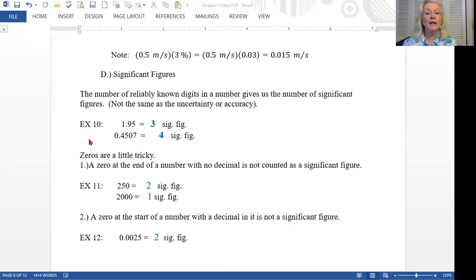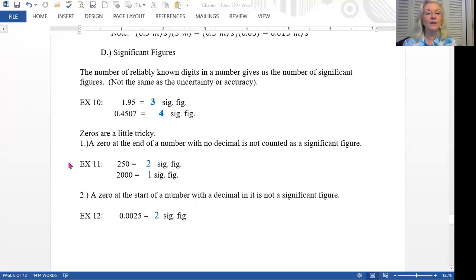Zeros can be tricky. We've already found out I don't count it if it starts the number. And there are times when you don't count it at the end either. So a 0 at the end of a number only counts if there's a decimal point. So 250 without a decimal, the 0 doesn't count, it has 2 sig figs. 2000 without a decimal only has 1 sig fig.